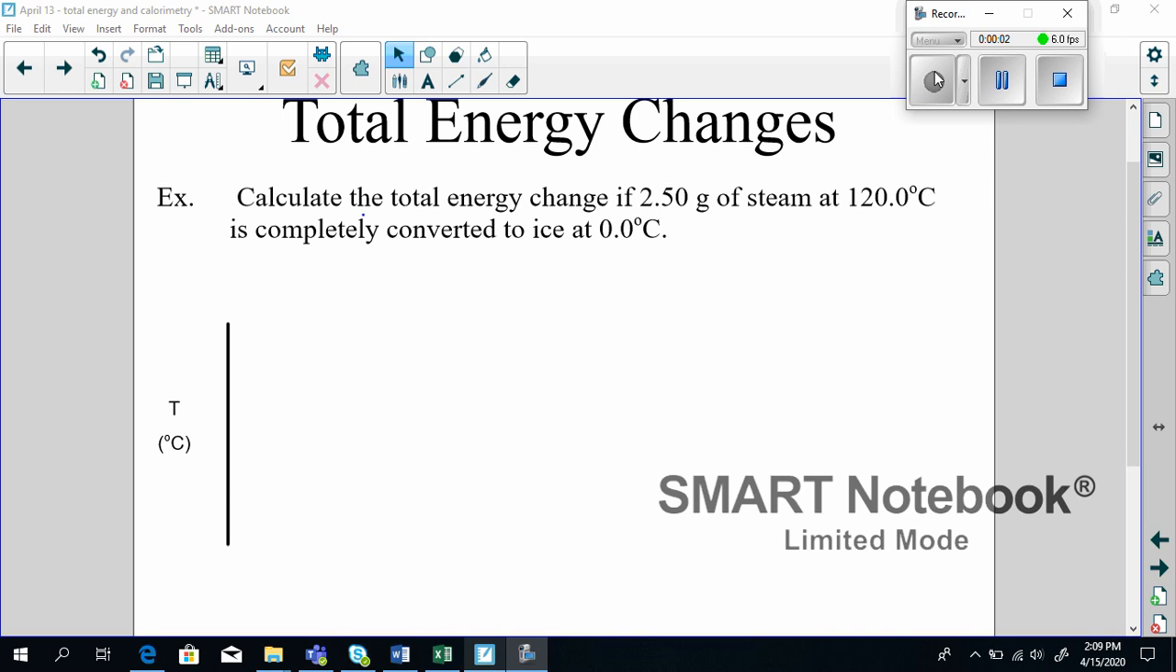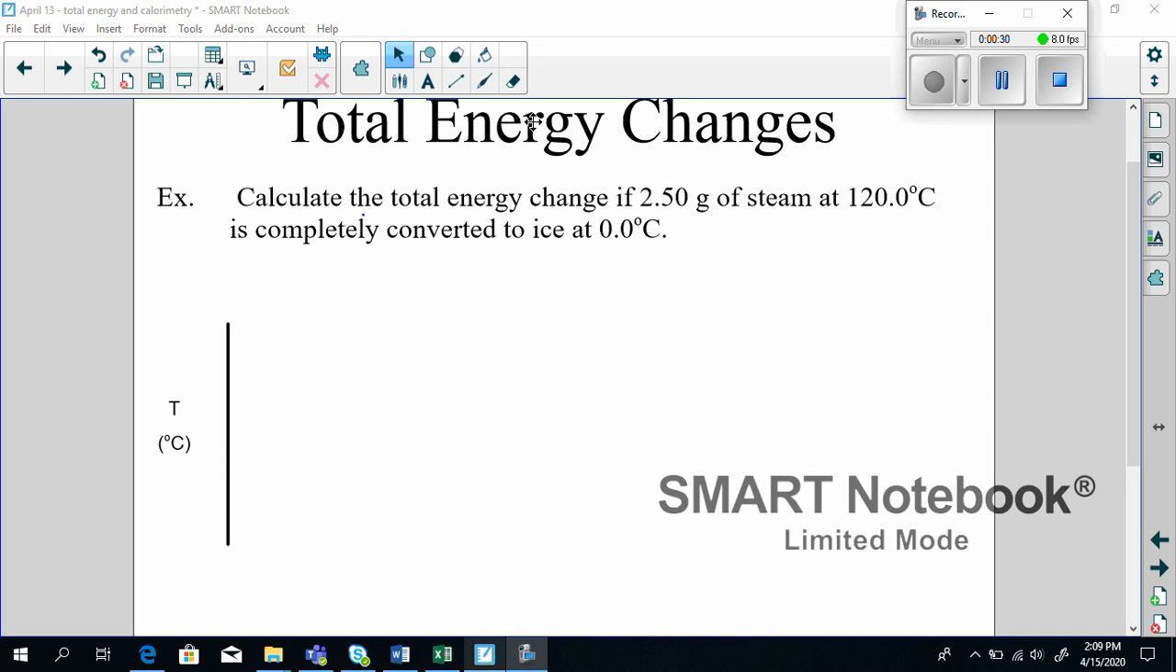So our second total energy question is a cooling curve question, a little different from the first example we did. This question reads: calculate the total energy change if 2.5 grams of steam at 120 degrees Celsius is completely converted to ice at 0 degrees Celsius. As we mentioned with yesterday's example, we know it's a total energy question because we're going from steam to ice. So we have our phase change, also going from 120 to 0, so there's our temperature change. So with that, we need a curve.